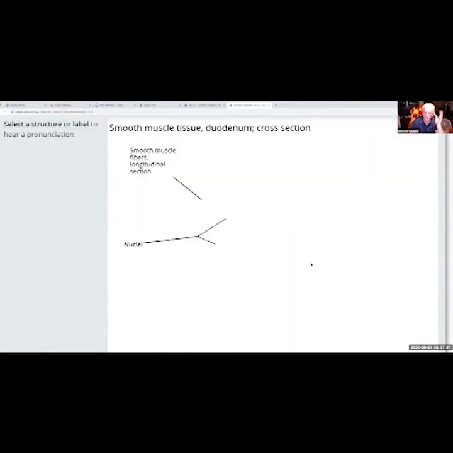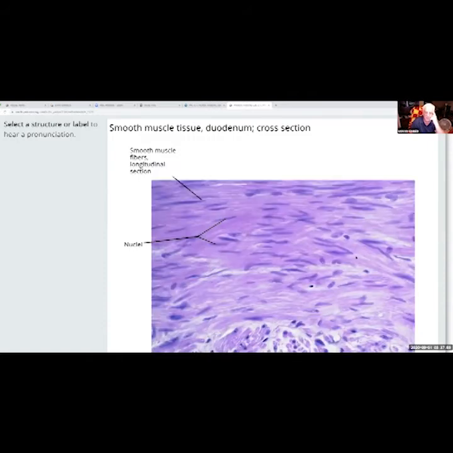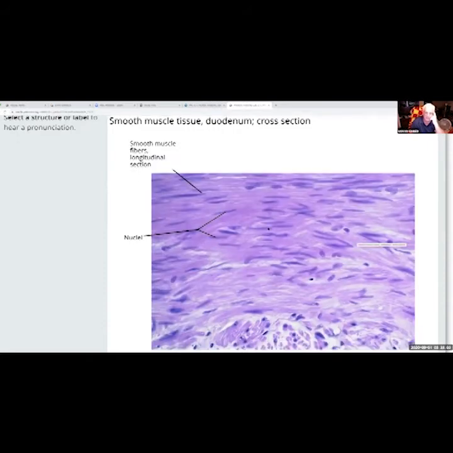Again, there's muscle tissue. No striations are apparent, and nuclei fly all over the place. Okay, the nuclei are not contained in any order, and there is no striations.